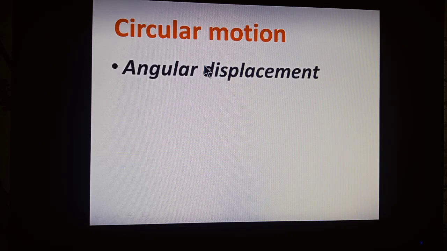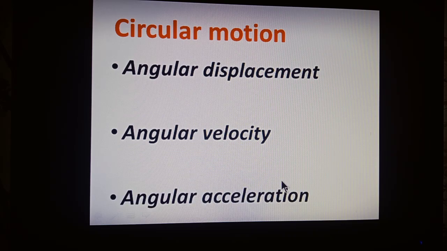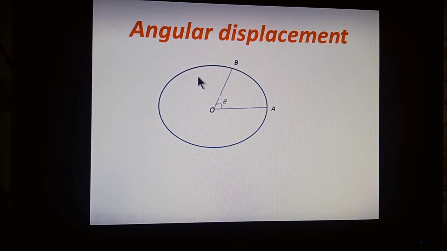For example, angular displacement, angular velocity, and angular acceleration. We will discuss these three terms in detail for circular motion. Let us start from the first, that is angular displacement. Students, look at this diagram.